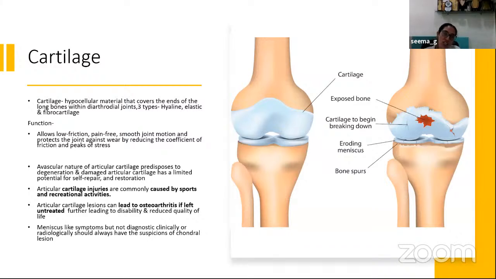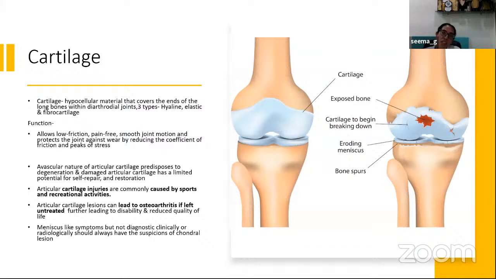So this avascular, non-lymphatic, aneural nature of cartilage predisposes it to degeneration, and there is a limited scope of self-repair or restoration. As I said, when we saw the prevalence, it is mainly in sports injuries or recreational injuries, when people come up with cartilage injuries. Along with the symptoms, when it is not taken care of, it leads to osteoarthritis.